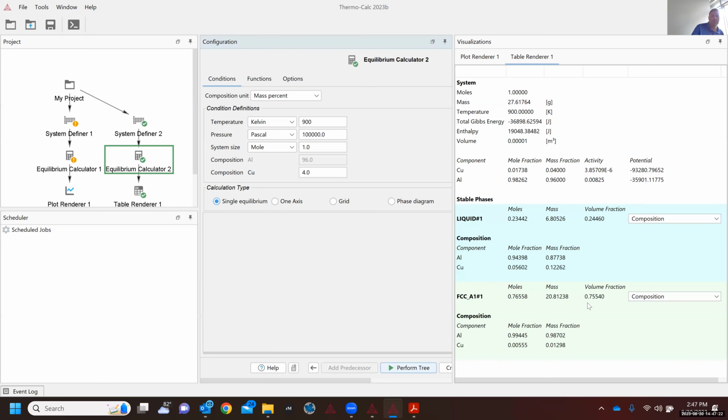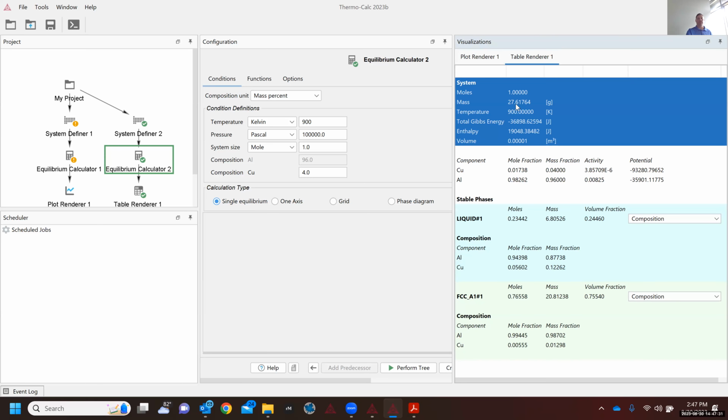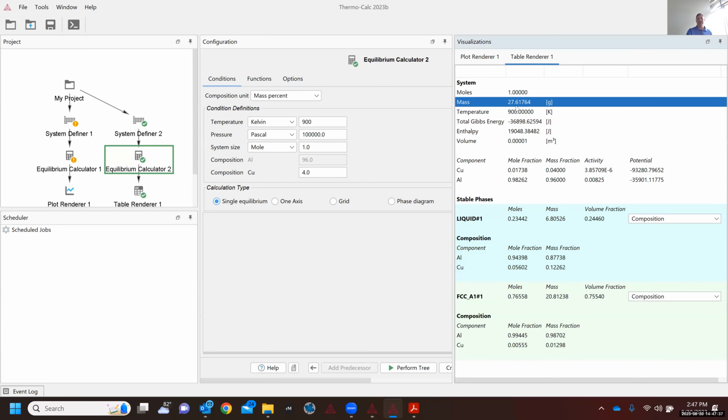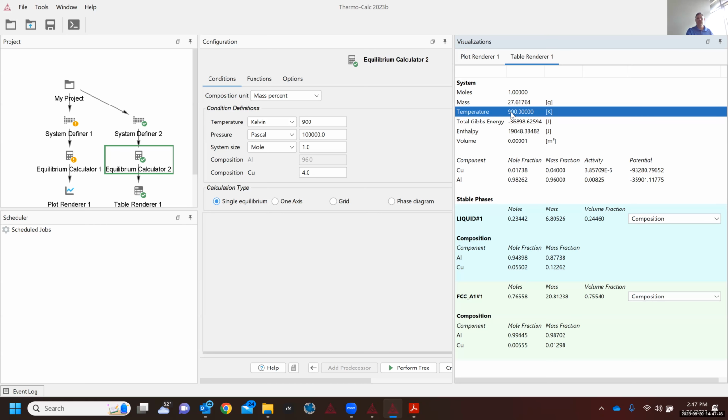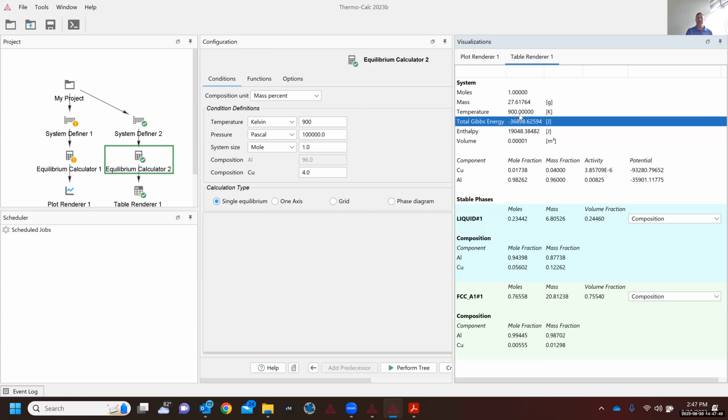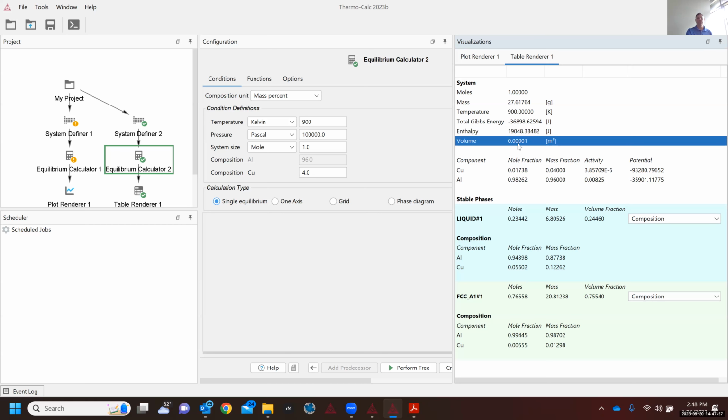So for a single equilibrium, it will output something like this in the form of a table. The first set of things are basically defining our system, 1 mole of atoms. We've got a mass of that, which is going to be the weighted average of aluminum and copper. Temperature of 900. This is the total Gibbs free energy, and because we defined 1 mole, this is the molar Gibbs free energy of the system as well. It'll give you the enthalpy. It'll also do the volume. Molar volume of pure aluminum is 10 to the minus 5.